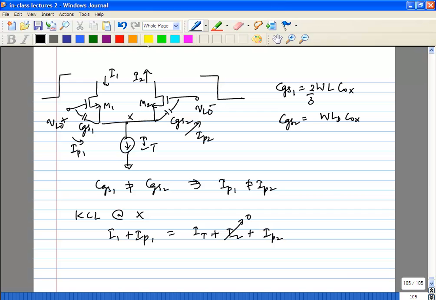Okay. And actually let's rewrite this a little bit differently, then we can see what it looks like. I1 is IT plus IP2 minus IP1. Okay. What we are also going to assume is, because CGS2 is much smaller than CGS1, we are going to assume that IP2 is also very small, almost 0.